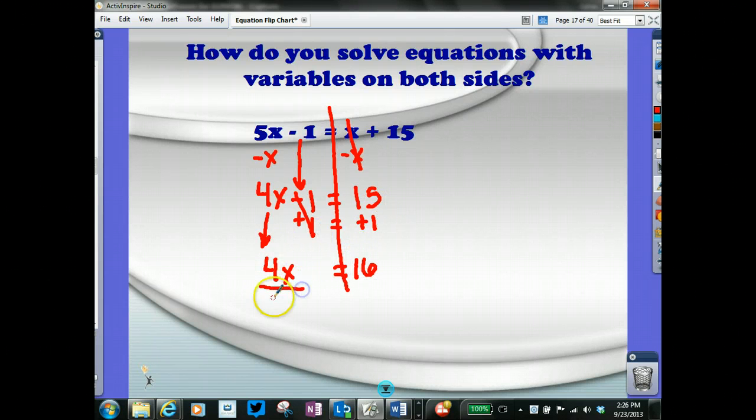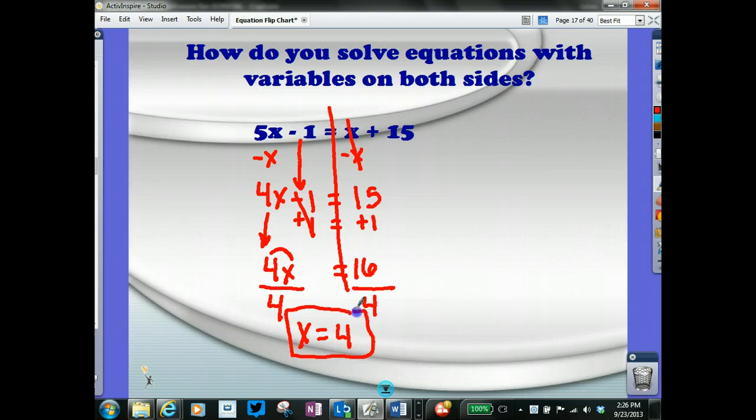I have to divide both sides by 4 because again I'm looking at the multiply inverse. So that means I do the opposite. Divide by 4, divide by 4. X is going to equal 4.